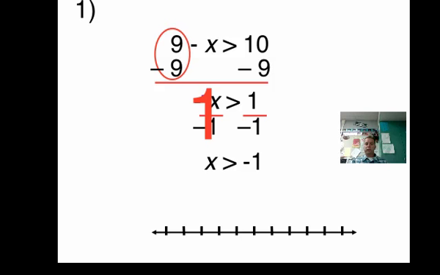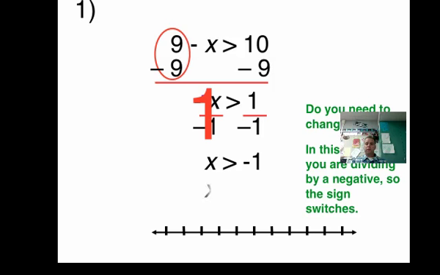But wait a second. We divided both sides by a negative 1. If you multiply or divide both sides by a negative 1, we got to flip the sign around. So that's going to make it x less than negative 1. When it comes time to graph, we're going to have an open circle at negative 1. And remember, if our variable's in front, whichever way the sign is pointing, that's the way we're going. So we're looking for numbers less than negative 1. That's going to the left.